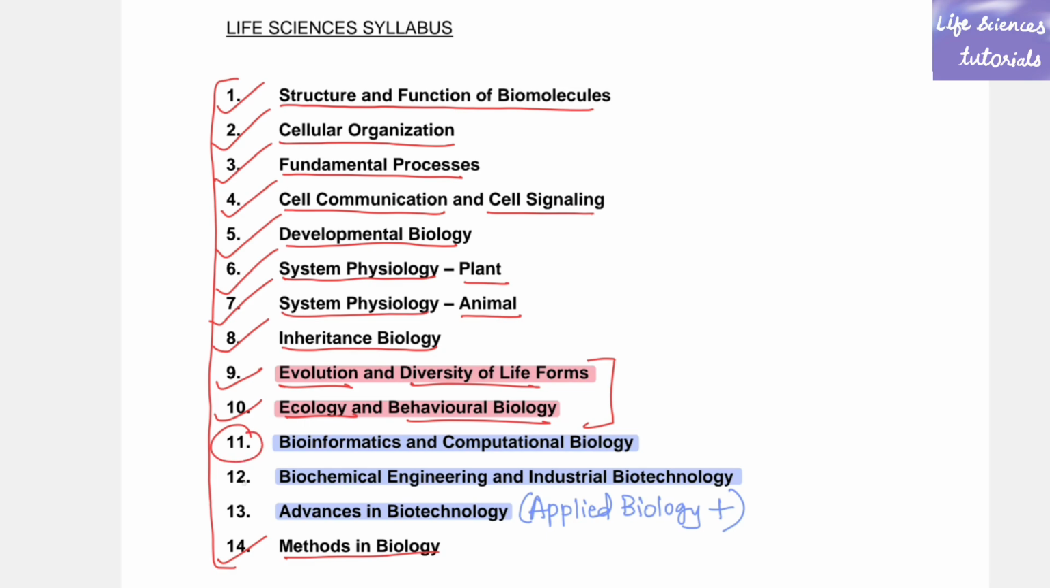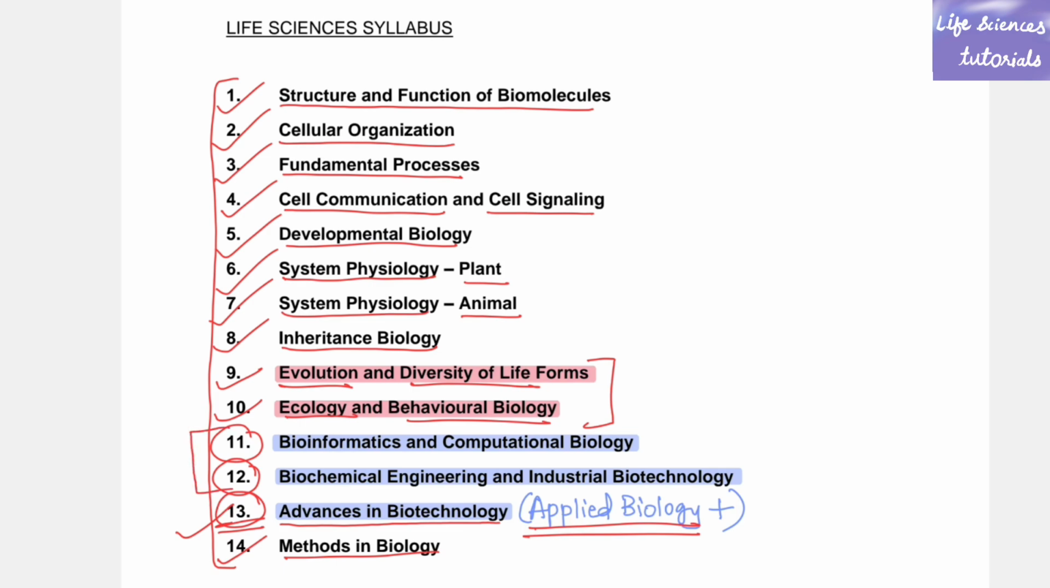Next, talking about the 11th, 12th and 13th units, now we can see there are some totally new topics which have been added. If you look at the 13th unit, the title here is Advances in Biotechnology. This is actually the applied biology unit as per the old syllabus. So that applied biology part is definitely there, plus some new topics have been added, and now the title is Advances in Biotechnology. About 50 to 60% of this 13th unit is the same as the old syllabus.